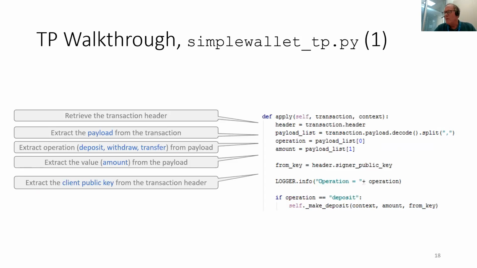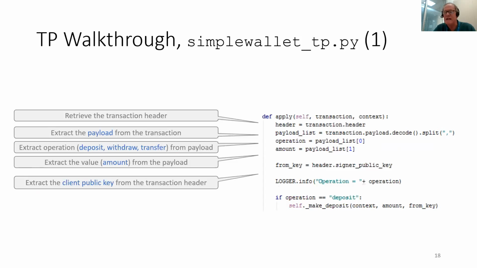Once the transaction is sent to the REST API, that is then forwarded to the validator part of the node, and the validator then calls the transaction processor using the apply function, sending this transaction to validate that this transaction is legitimate and to do any processing required for the transaction. So the apply function first extracts the header, then the payload from that transaction.